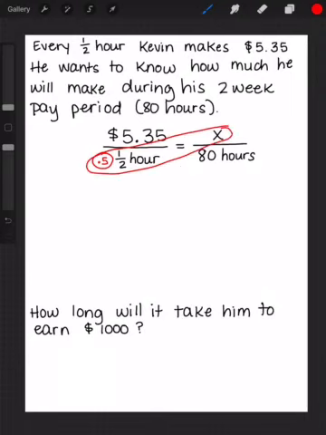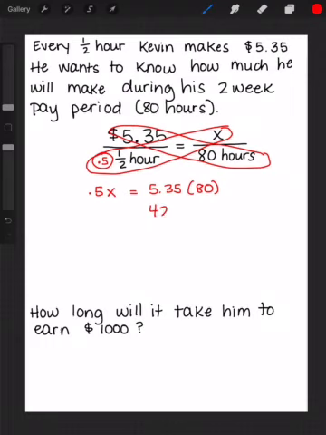So I'm going to use that 0.5x equals 5.35 times 80. And if I do 5.35 times 80, I'm going to get 428. So 0.5x equals 428. And this is the exact same thing as before. We're still dividing by that number with the x. In this case, it's just divided by 0.5, divided by 0.5.